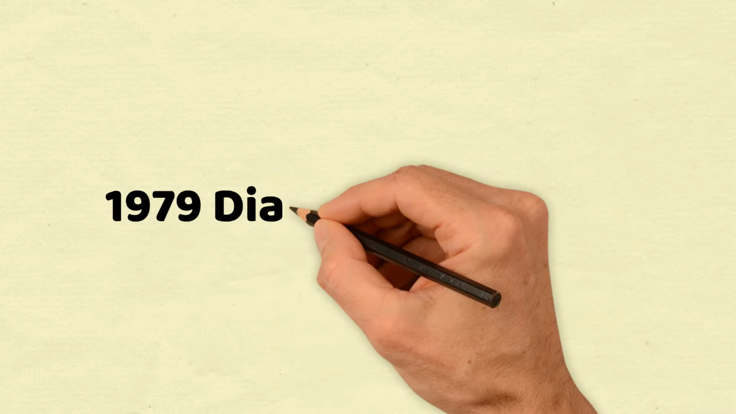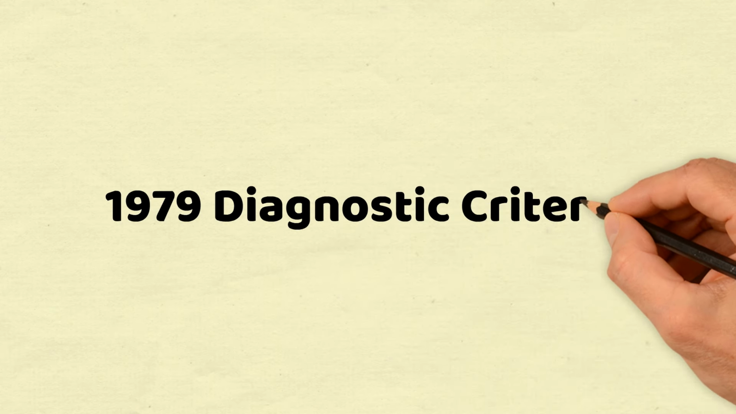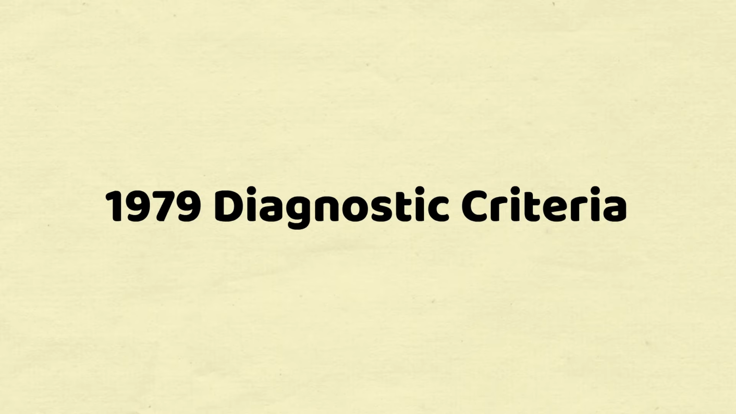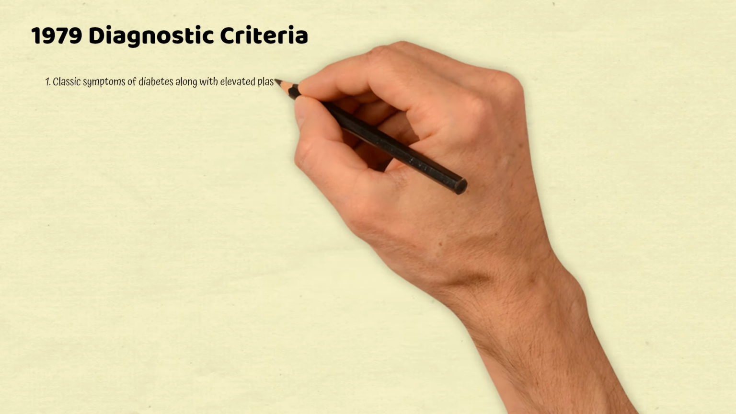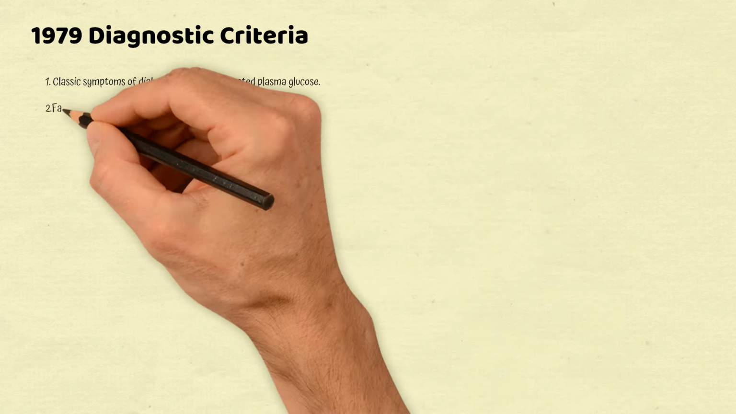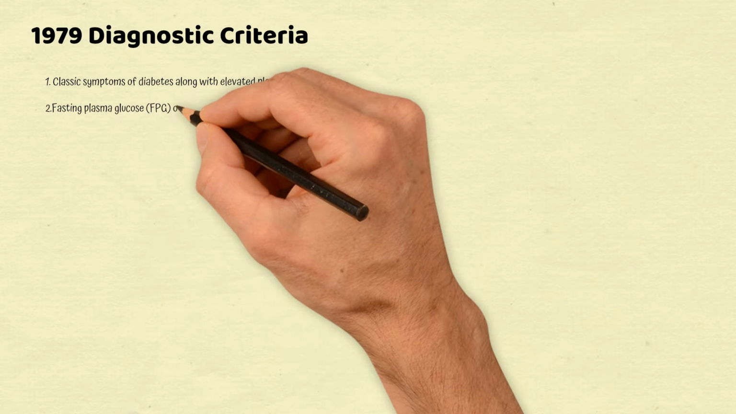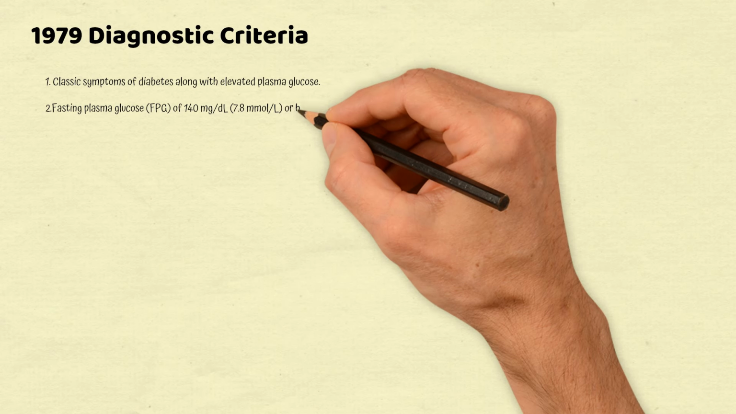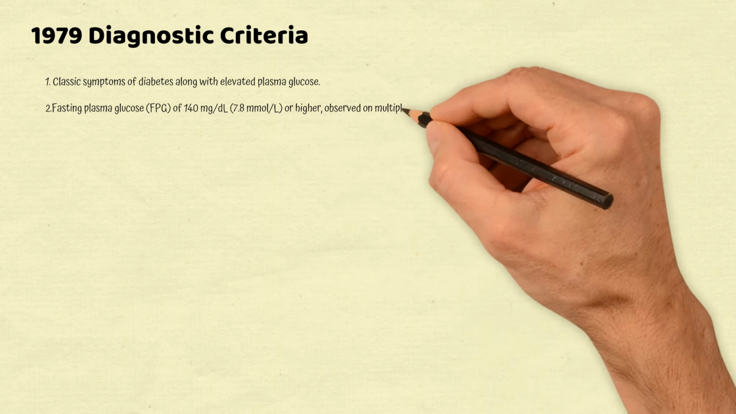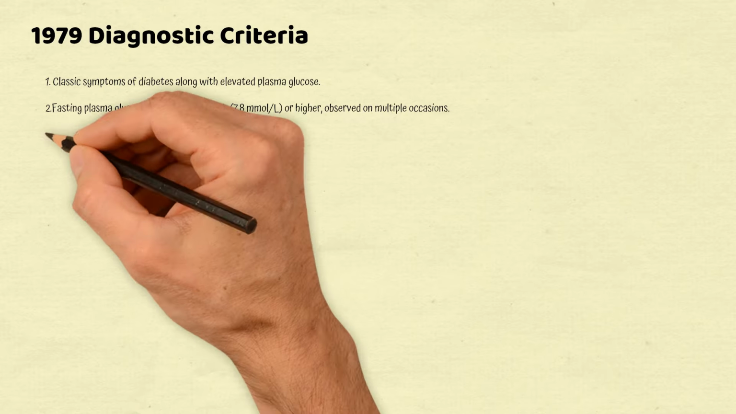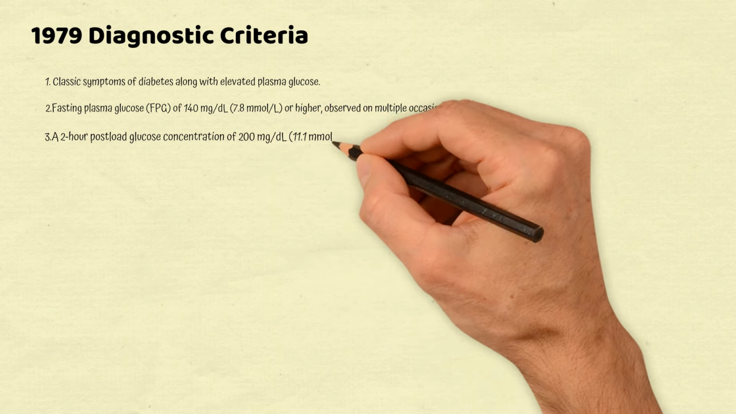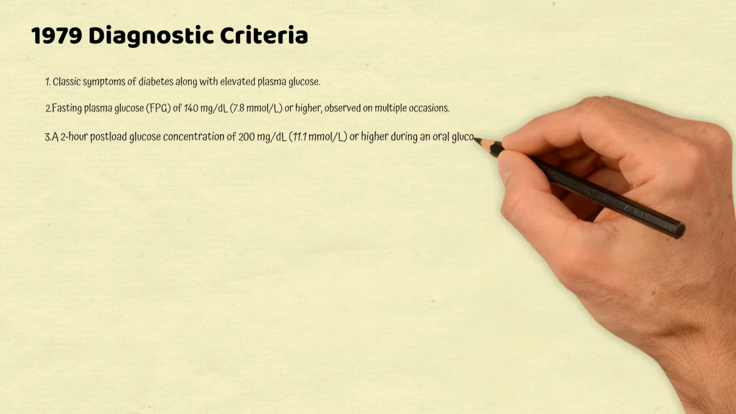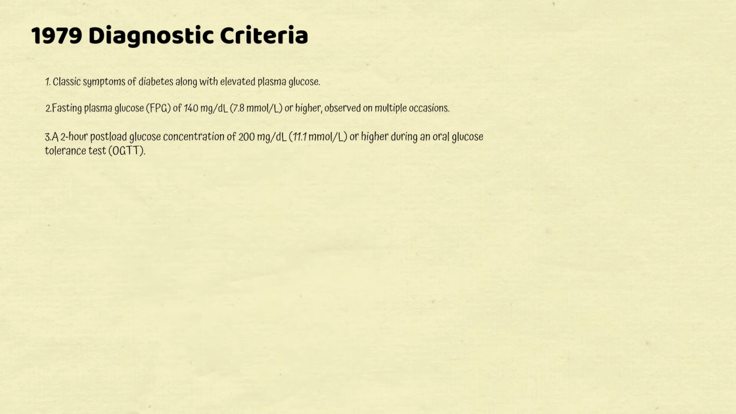Back in 1979, the diagnostic criteria were primarily based on high plasma glucose levels, and these included 3 key indicators. 1. Classic symptoms of diabetes along with elevated plasma glucose. 2. Fasting plasma glucose, FPG, of 140 mg per deciliter, 7.8 millimoles per liter, or higher, observed on multiple occasions. 3. A 2-hour post-load glucose concentration of 200 mg per deciliter, 11.1 millimoles per liter, or higher during an oral glucose tolerance test, OGTT. These early criteria had some challenges.